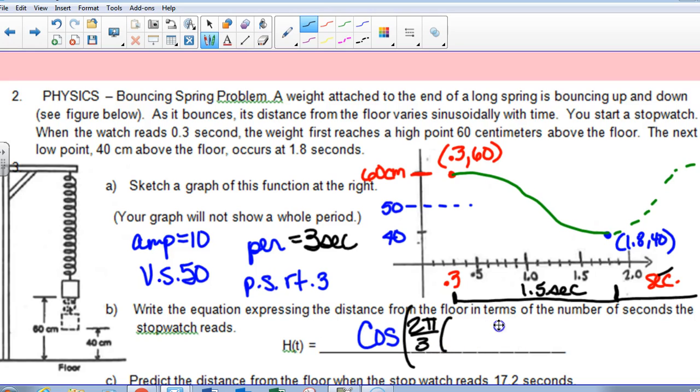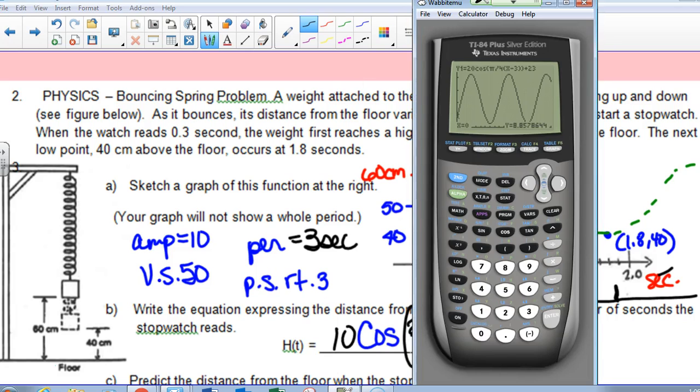All right, who can fill in the rest of this then? What goes in front? 10 in the parenthesis. 0.3, okay? Plus 50. All right, who can type it in the fastest? Not me.